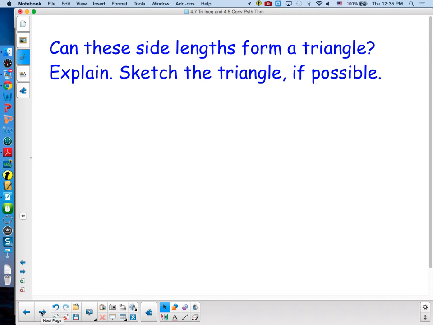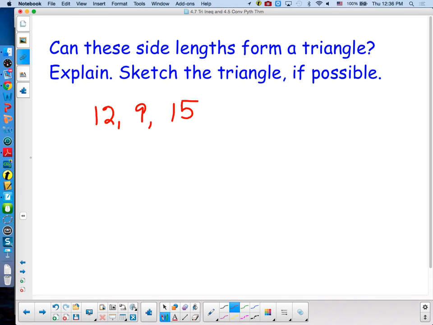So let's go back to what we were doing yesterday. Can these side lengths form a triangle? Let's try 12, 9, and 15. How do I decide whether they will form a triangle from yesterday's lesson? Okay, when you add them together, right? So 12 plus 9 has to be greater than 15. We're trying to decide, is that true? 21 is greater than 15? And that's yes. Now she said the two smaller ones, that is your key to whether it's yes or no.